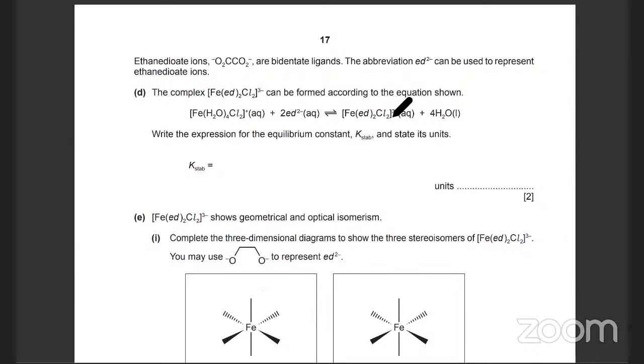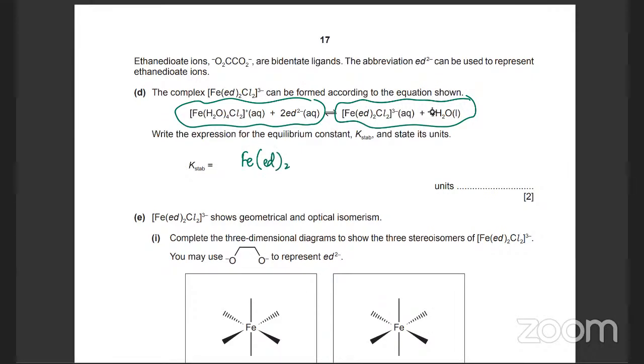Next one, you're being asked to write the K stability value for this complex. So you just have to write products over reactants. So these are your products, and these over here are your reactants. So it's going to be product concentration. It's going to be Fe, EDTA, that's just a short name, abbreviated. They've already said that EDTA 2 minus is this thing, ethane diode. And it's got Cl2 as well. So Cl2, and its concentration.